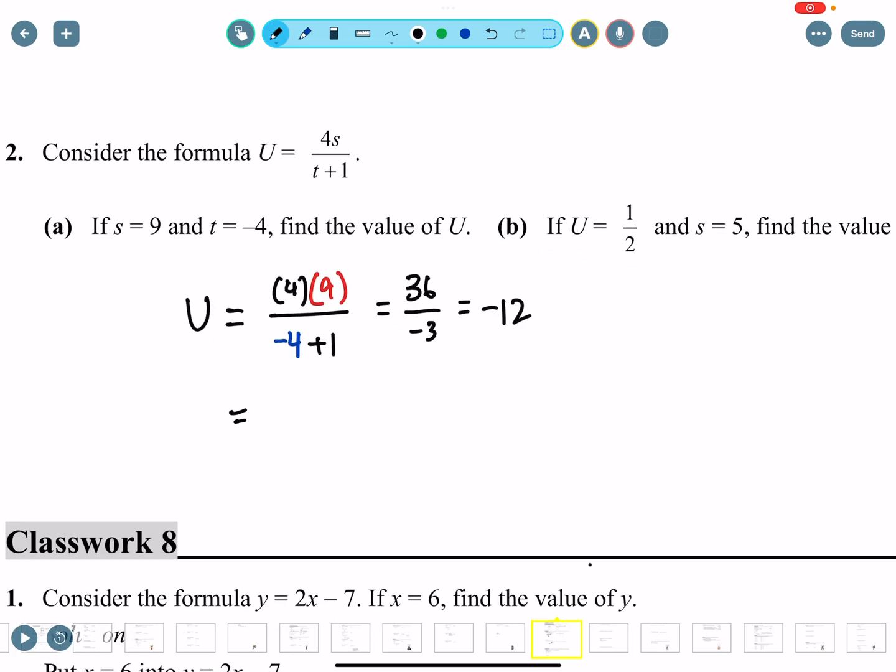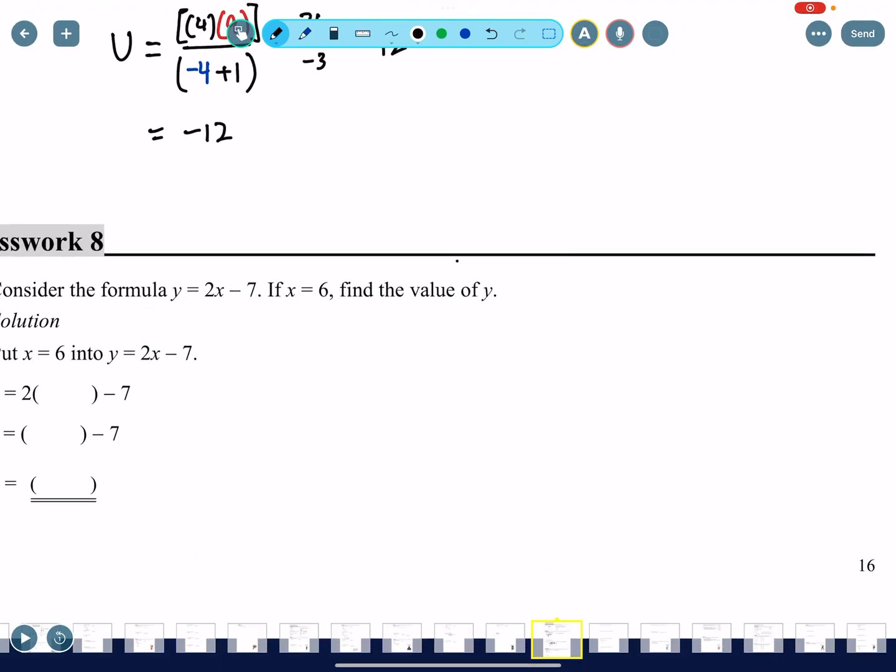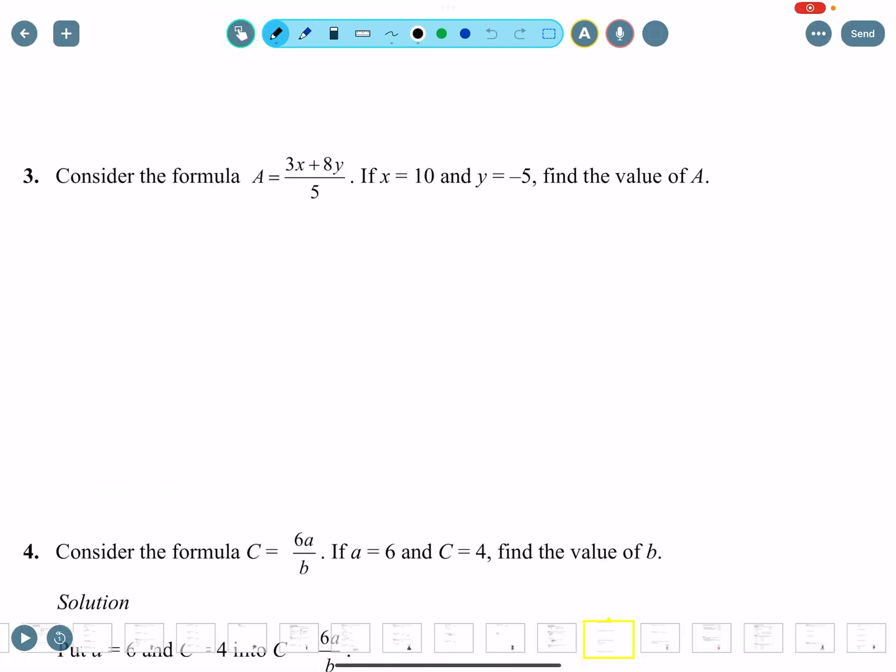If you want to calculate all at once, you need to put an extra bracket on the top and an extra bracket at the bottom. So it's going to be open bracket 4 times 9, close the bracket, divided by open bracket -4 plus 1. Because you have to calculate the bottom one first. That's why this bracket's super important when you're doing it all at once. So you should get -12 as well. Okay, be really careful. I think this part is quite important as well. You need to know how to use your calculator.